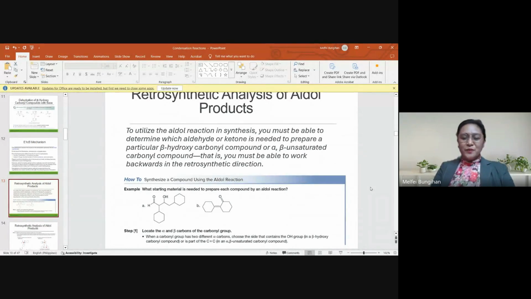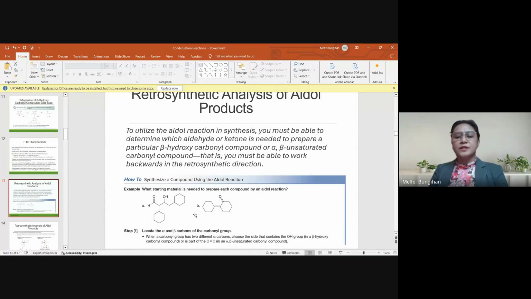Now, as I was saying a while ago, I'm sorry that you cannot see the slides. It was not moving. If you're given a product like an alpha beta unsaturated carbonyl or a beta hydroxy carbonyl, then you could actually predict the starting materials. And this is what we call the retrosynthetic analysis of the aldol products. For example, we have here your beta hydroxy aldehyde and your alpha beta unsaturated ketone here.